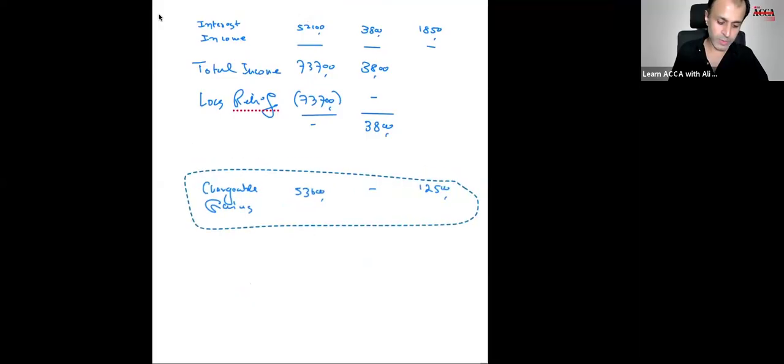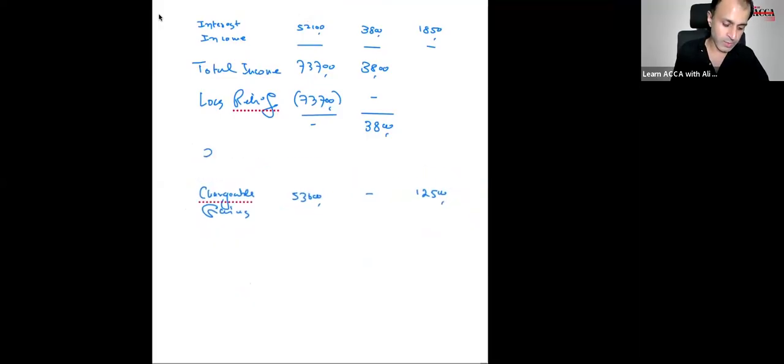Then, because they want me to calculate a personal allowance, I can make room for it. They want me to calculate the figure of taxable income. So it's better that we deduct the personal allowance so that we can find the taxable income afterwards, just to formally complete the question.